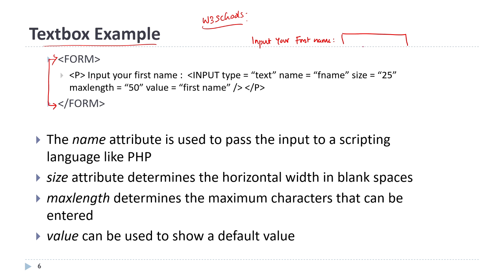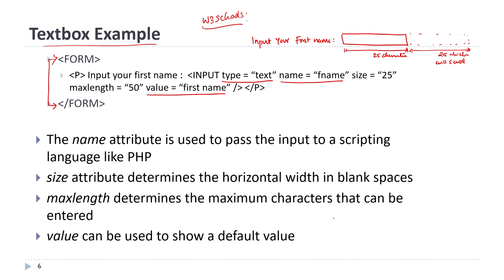So, it takes a text box and draws it like this, and this size is 25 characters. But it can have a max length of 50, that means there will be another 25 which will scroll to accommodate the max length of 50, and the value of this is first name. So, one of the critical aspects is you need the type and the name to identify what the text box is, and what the value of that text box is, pretty much, right.